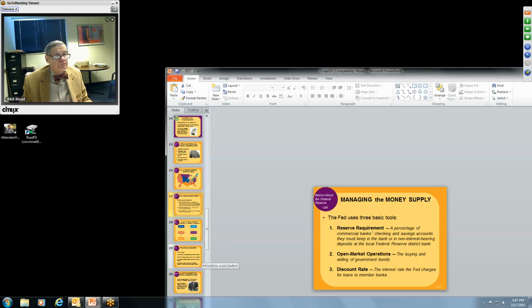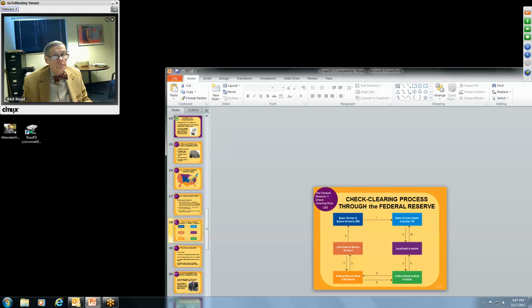This is a check clearing activity. I'm not going to go through this. The slide is just a little bit on the busy side. You can see it, figure 20.3 in the text, page 560.